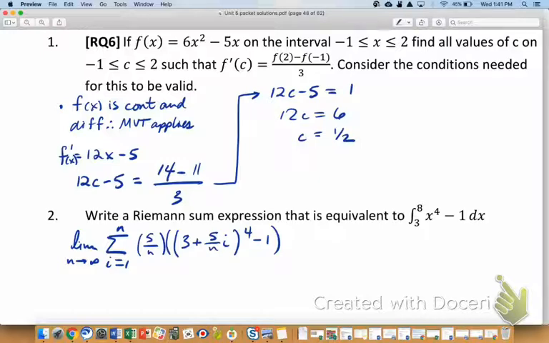Again, I want to be super transparent with you. When I see number 2 and I see the first 4 or 5 words, write a Riemann sum expression, honestly, before I even put an ounce of thinking into this, I write this. Limit as n goes towards infinity of sigma from i equals 1 to n, because I know that all Riemann sum expressions will have that. So I'm not going to overcomplicate this. I know I got to start there.